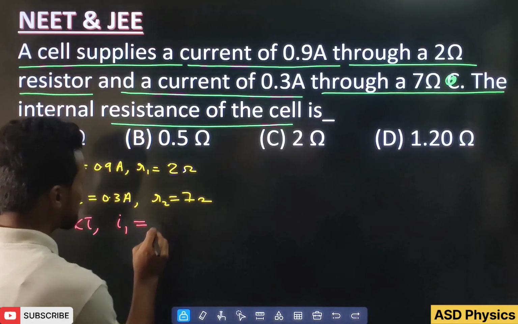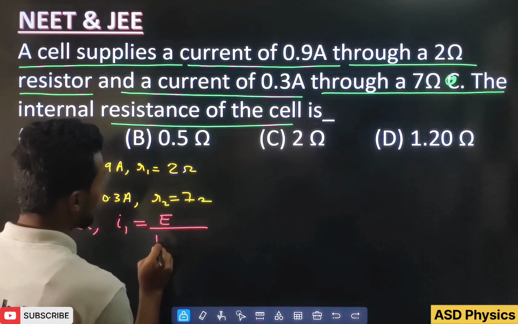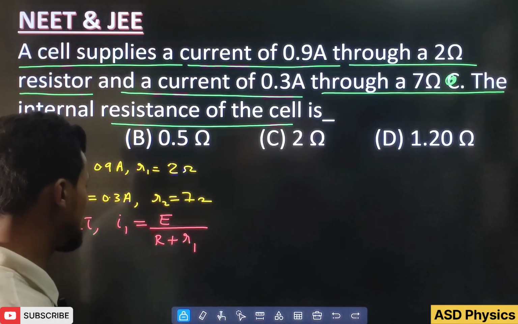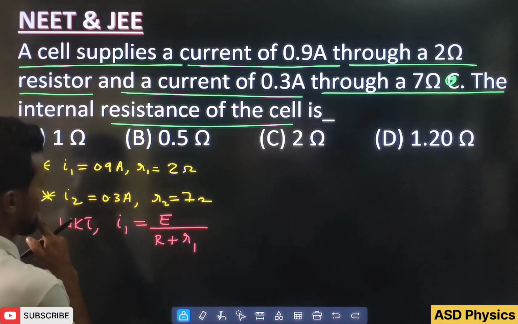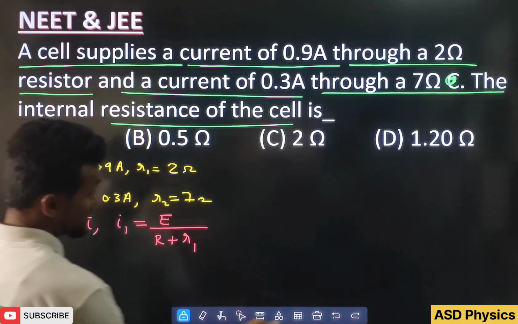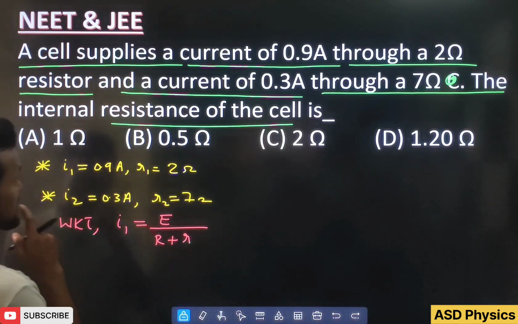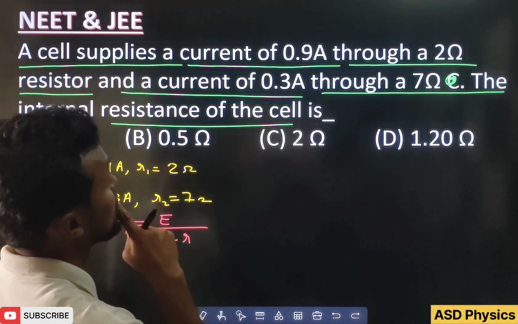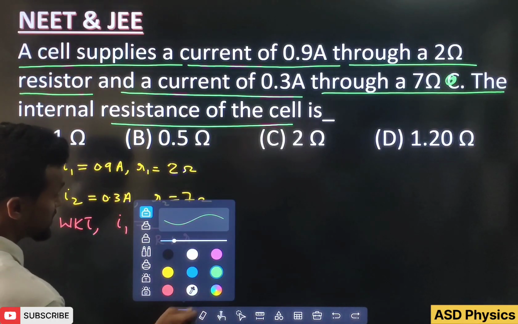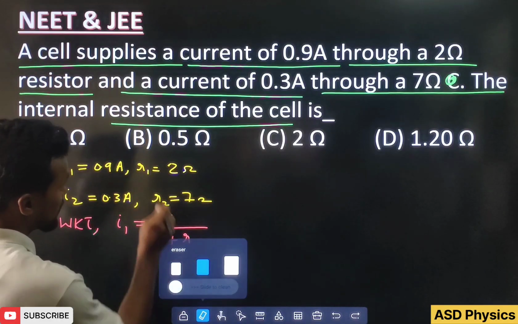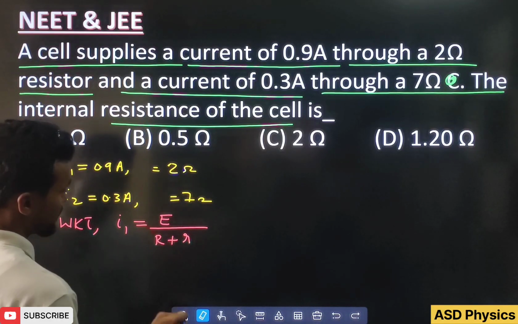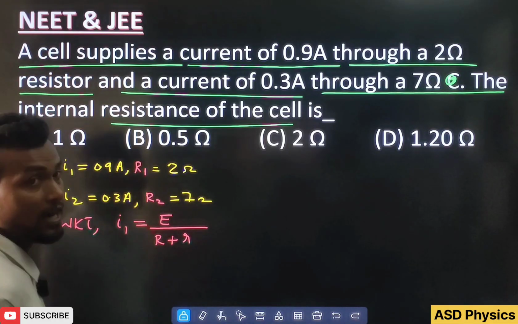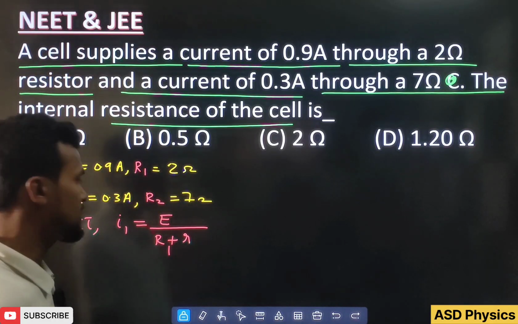So see, I1 is given by EMF E by capital R plus small r, in the first situation, correct? Internal resistance they have not given; 2 ohm and 7 ohm are the resistors. One mistake here, students: this is not small r, these are R1 and R2. This is R1, the external load, and here this is R2. Okay, so I1 is E by R1 plus small r.